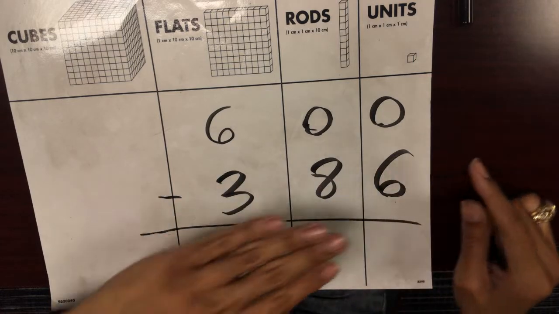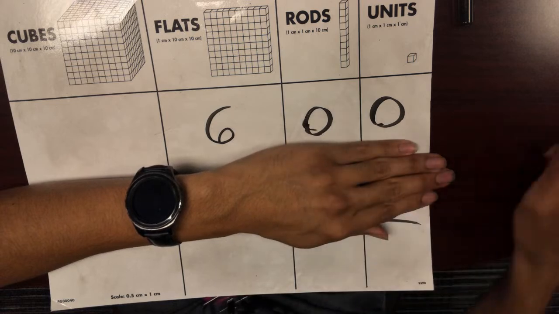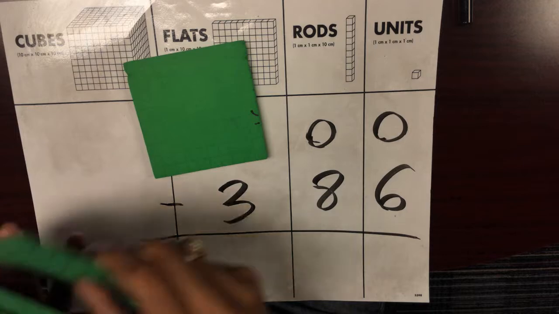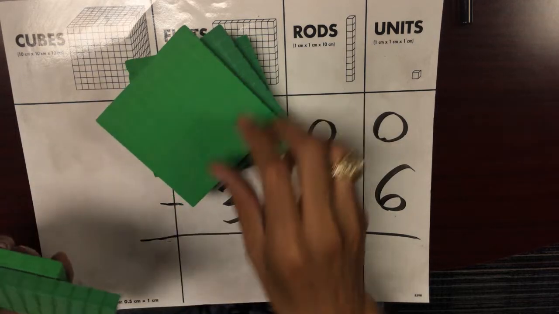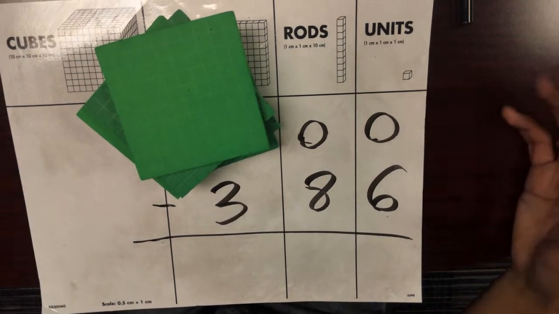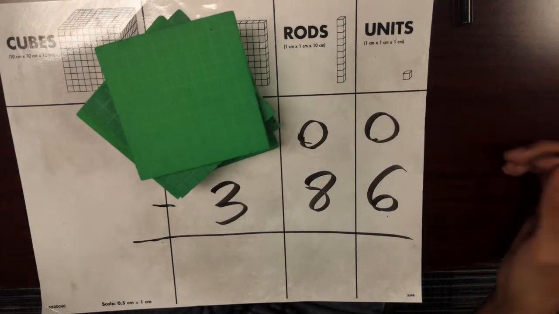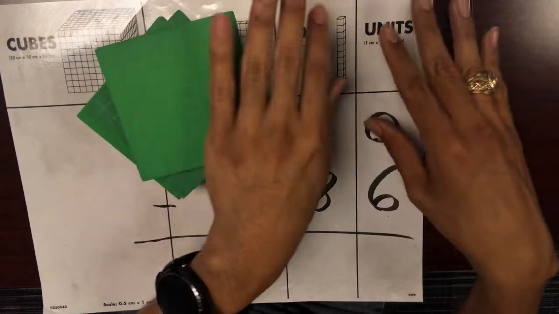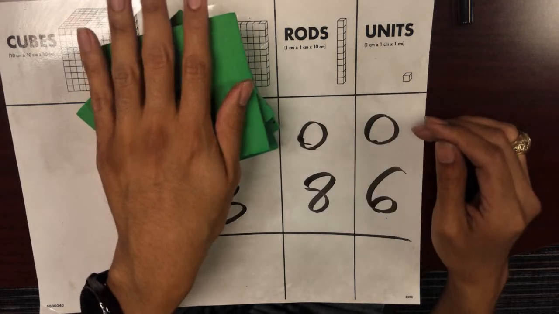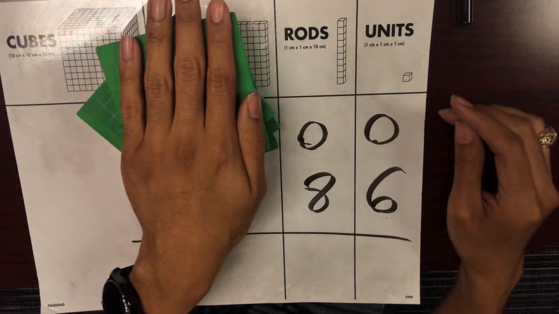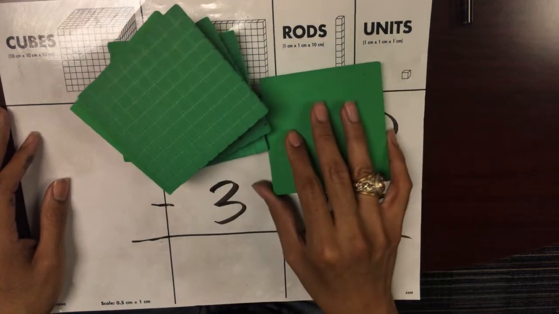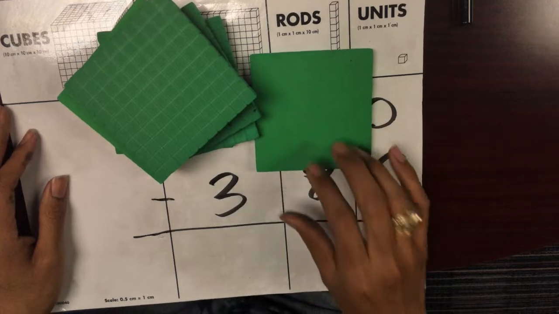Since I'm only taking this number away, I only need to build my large number. Let me build 600. So this is 100, 200, 300, 400, 500, 600. There's 600. And now I know that I need to start taking away in the ones place. So if I have nothing, can I take away 6? No, I need to go next door and get some more. Well, there's nothing for me to borrow next door either. So now I have to go to the hundreds, and I need to borrow 100, and I need to put it over here in this tens place.